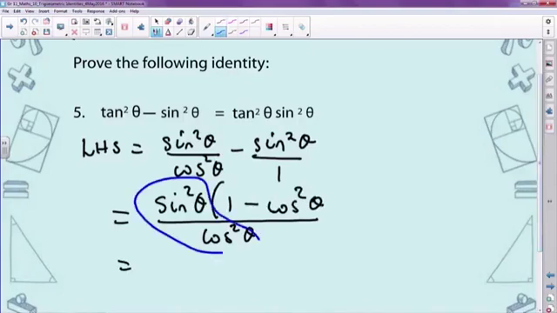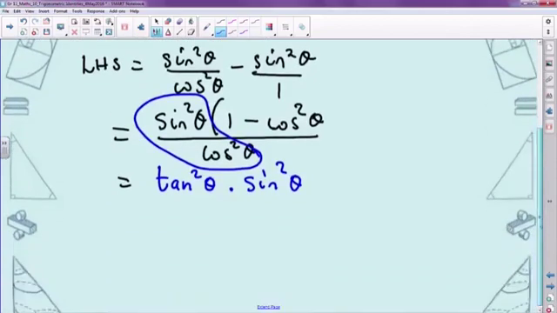Now, mind you, let's look at this. What is sine squared theta over cos squared theta? That is tan squared theta, multiplied by what is 1 minus cos squared theta? That is sine squared theta. And then if you check your right-hand side, you get tan squared theta times sine squared theta. So your left is the same as your right-hand side. This identity is true, so our left-hand side is exactly the same as the right-hand side.